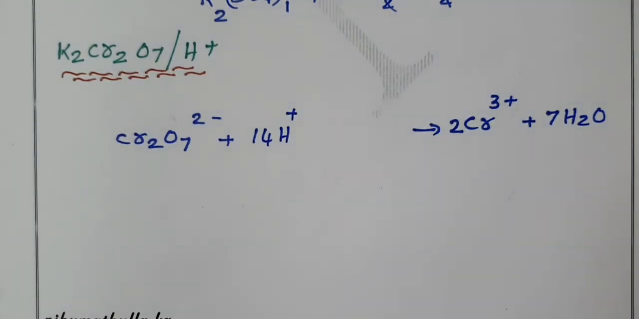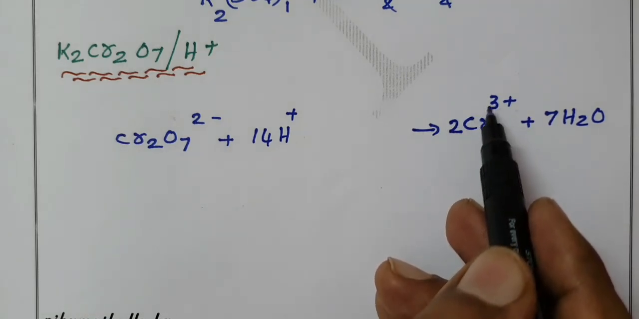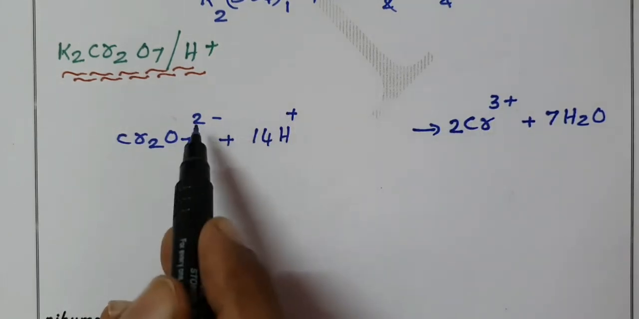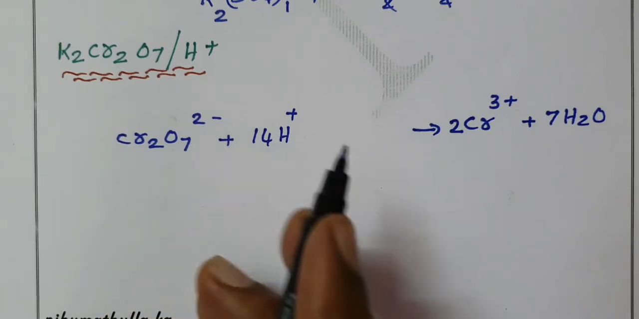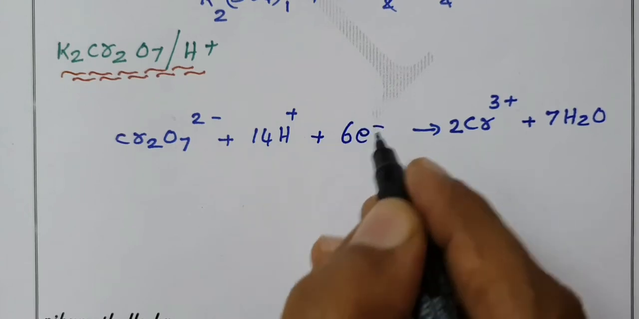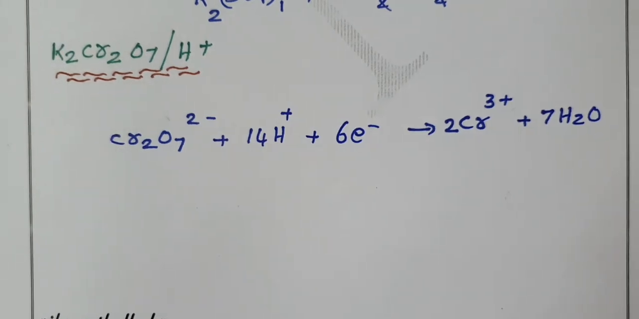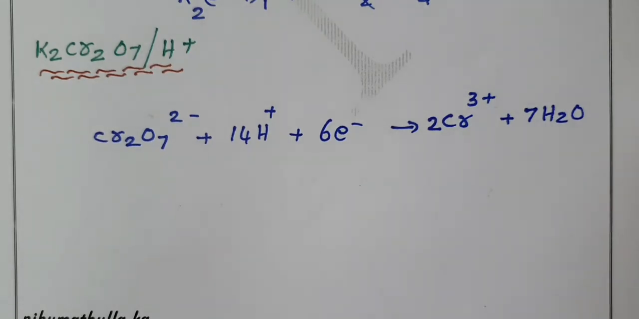Finally, we have to equate the charges. Right hand side, 2 into 3 are 6 plus. Left hand side, 14 plus 2 minus equals 12 plus. So, by adding 6 electrons on the left hand side, the charge is equal on both sides. Left hand side now 6 plus, right hand side also 6 plus. How many electrons are added? 6 electrons are added.